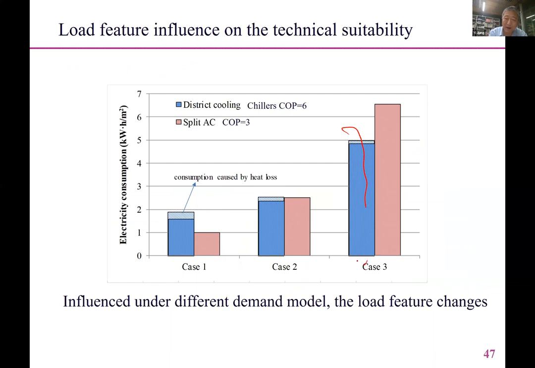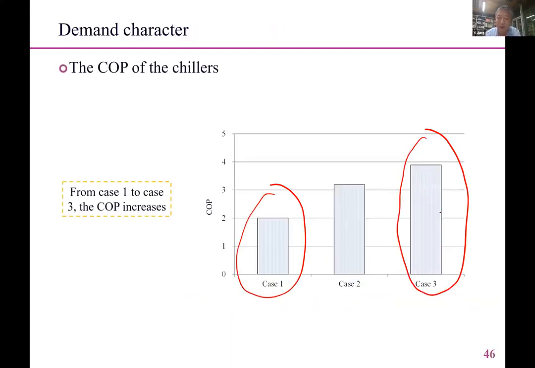This blue bar is the all-the-time operation. This blue bar is part time, part space. Even when the temperature comes to 27, 28, people forget to turn on, they still switch off. The red bar is when you use the split unit. Suppose for the split unit the COP is only 3. The blue one is a centralized system, where the chiller COP is high. But when people all use it at the same time during the whole summer operation, the centralized system uses less energy, high COP, less energy.